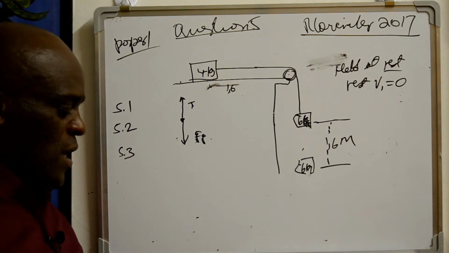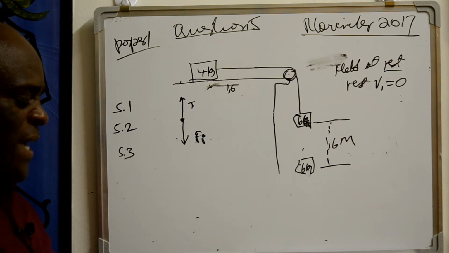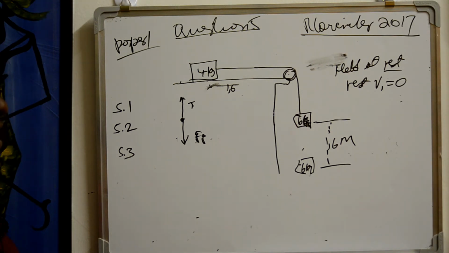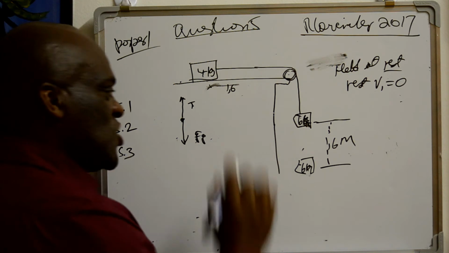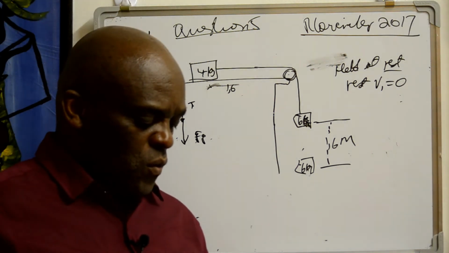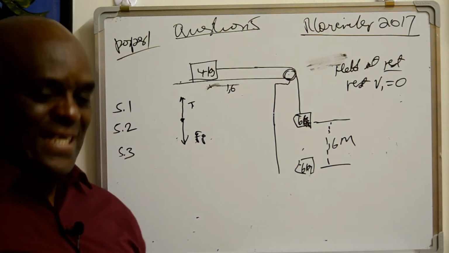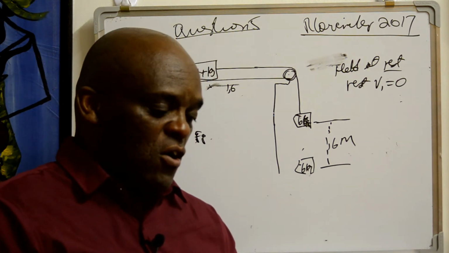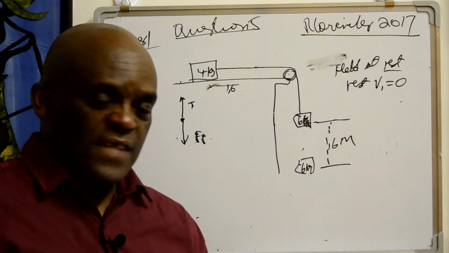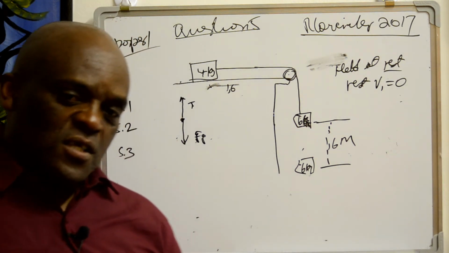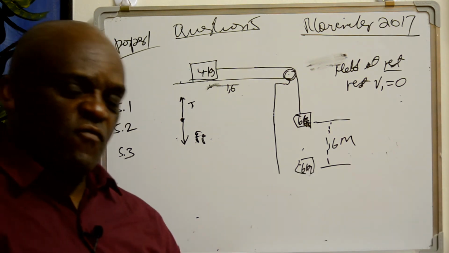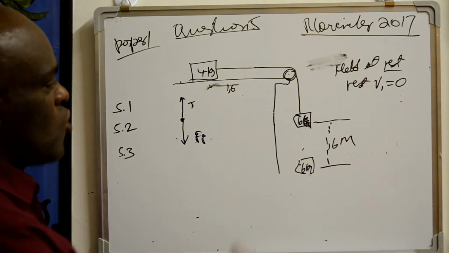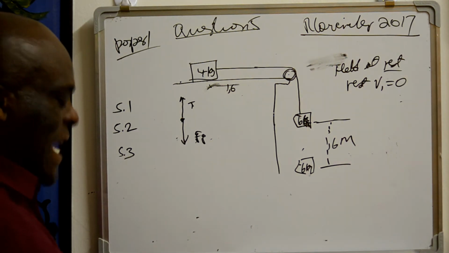Let's go to 5.3. I'm trying to be very fast now. Calculate the work done by the gravitational force on the 6 kg. That is very important. What is the work done by the gravitational force on the 6 kg? It's not the net work. There's a difference. When you talk of net work, it's a combination of all forces, involving friction force, force of gravity, whatever the forces are. But now it's not net work.